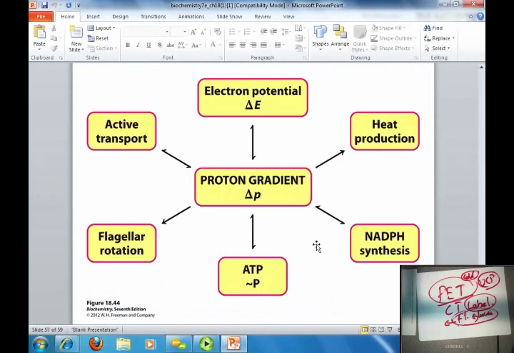And these are some of the proton gradient uses, ultimately after the electron transport chain. It may be used to produce energy or heat, NADPH synthesis, ATP synthesis, flagellar rotation or active transport. So the proton gradient is the central part. It directs energy wherever there is a need.